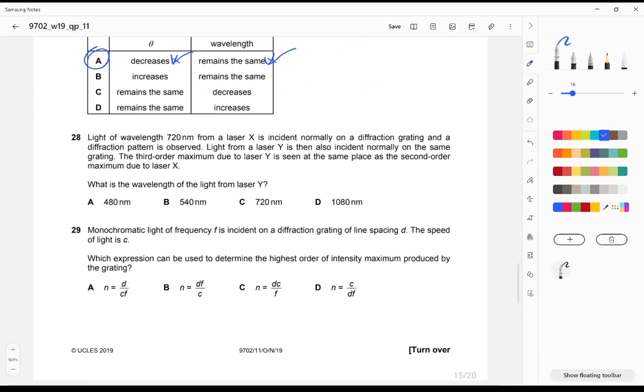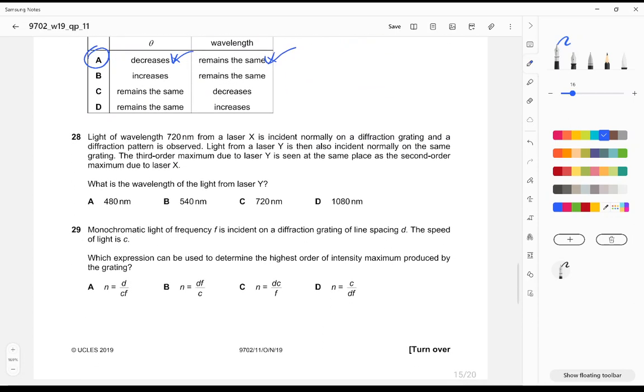Light of wavelength 720 nanometer from laser X is incident normally on a diffraction grating and a diffraction pattern is observed. Light from laser Y is then also incident normally on the same grating. The third order maximum due to laser Y is seen at the same place as the second order maximum due to laser X. What is the wavelength of the light from laser Y?